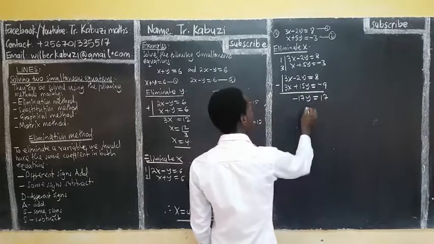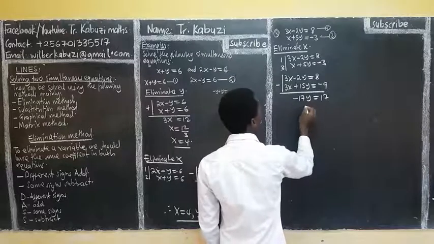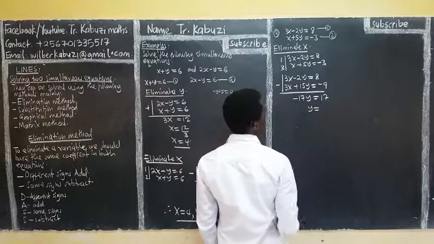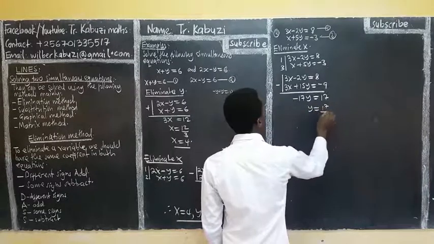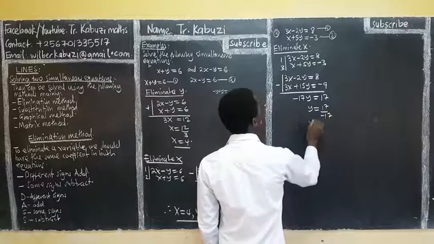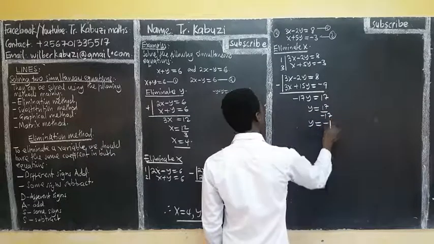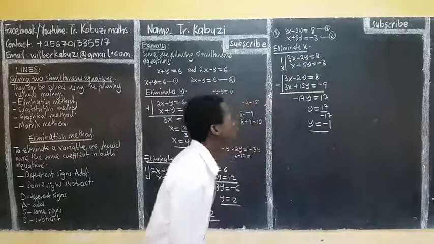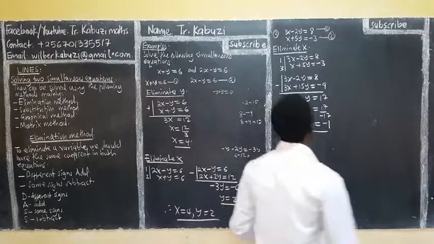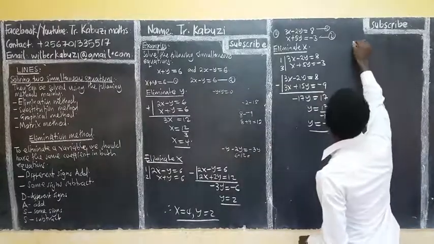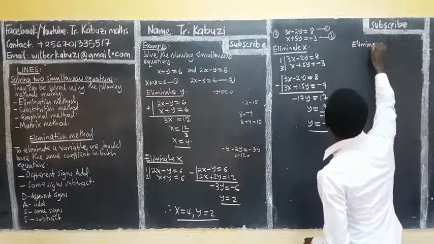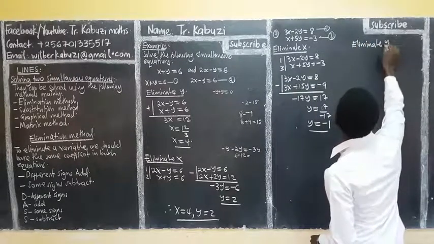Divide through by 17, negative 17. You have 17 over negative 17. So my y is going to be negative 1. So now if you put y, then you come and eliminate now. Come here and eliminate. Now I'm going to eliminate y.